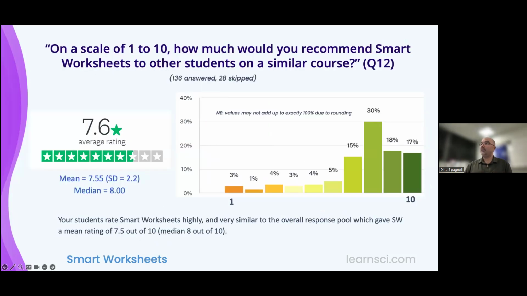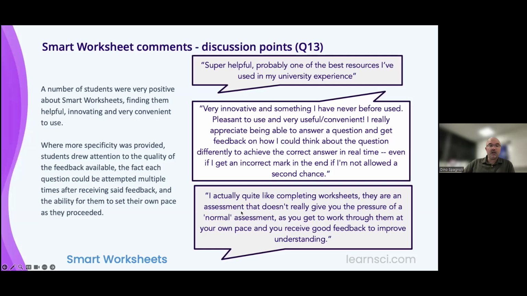So how much would they recommend these smart worksheets to other students in similar courses? You see there's a big approval rating here. And I really liked that they asked them to have these open-ended questions. You can see some of the comments that are being made by students. So they drew attention to the quality of the feedback available. And this is very nice, because when you work with a company like LearnSci, it's actually my feedback that I've written down and feedback that colleagues have written down that they want students to have. And so that was really nice to see.